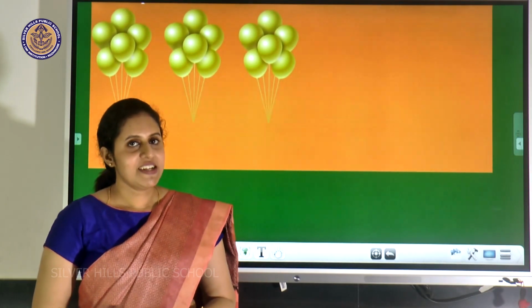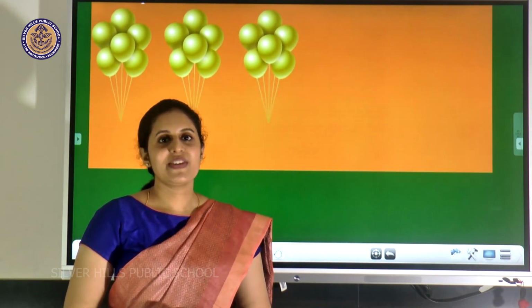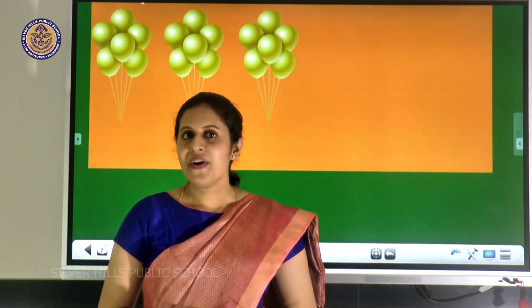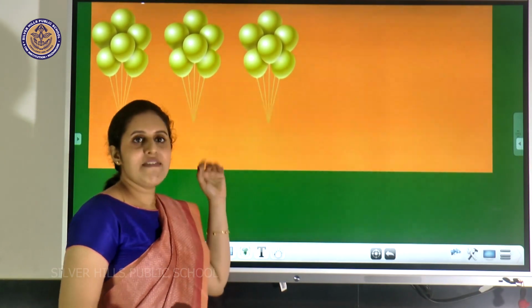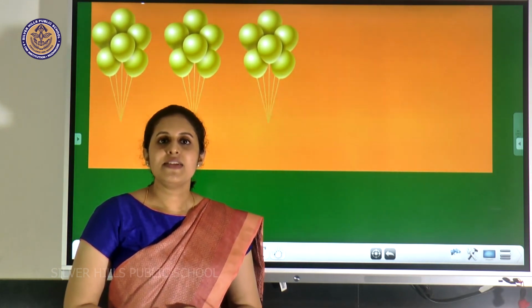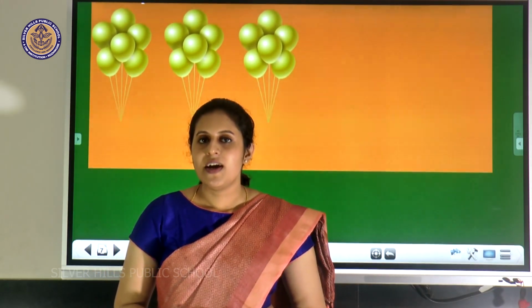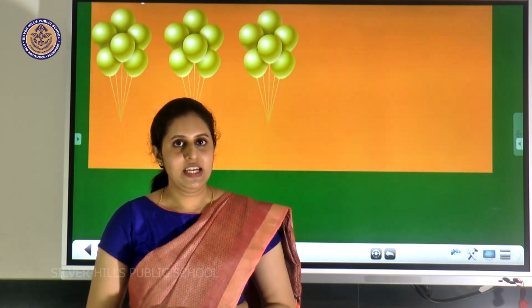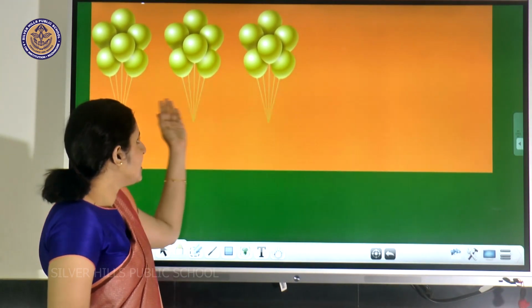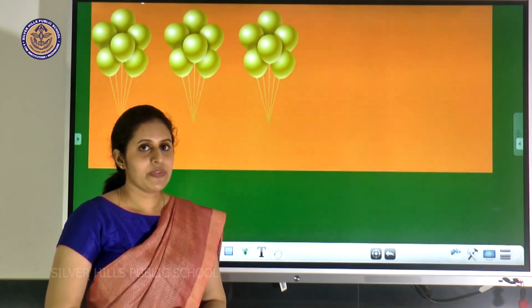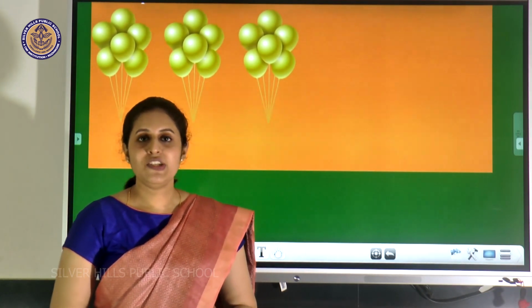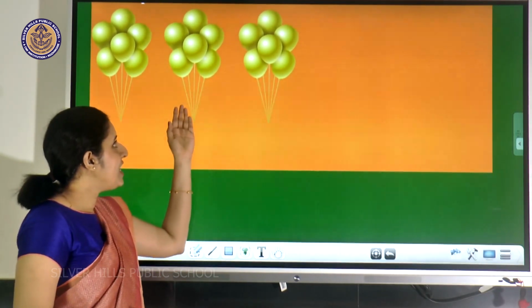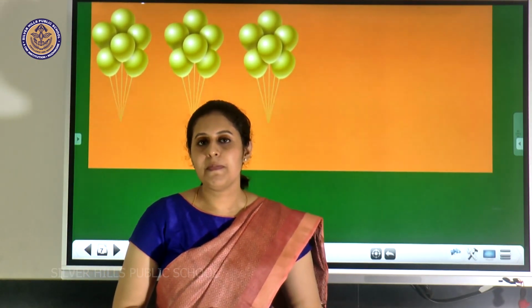What do you see on the screen? Yes, you see balloons. Do you like balloons? We all love balloons, isn't it? Now, we have a problem here. That is a word problem, and the question is like this. Suppose for Marisa's birthday party, her father is buying 3 clusters of balloons. Why am I using the word clusters of balloons? Cluster is the collective noun for balloons, right? You have learned it.